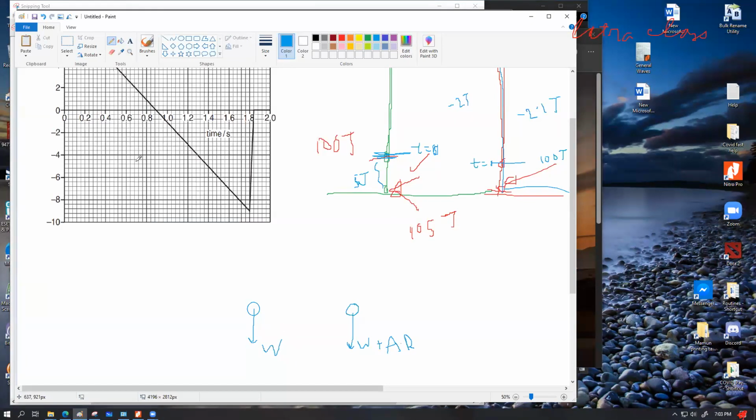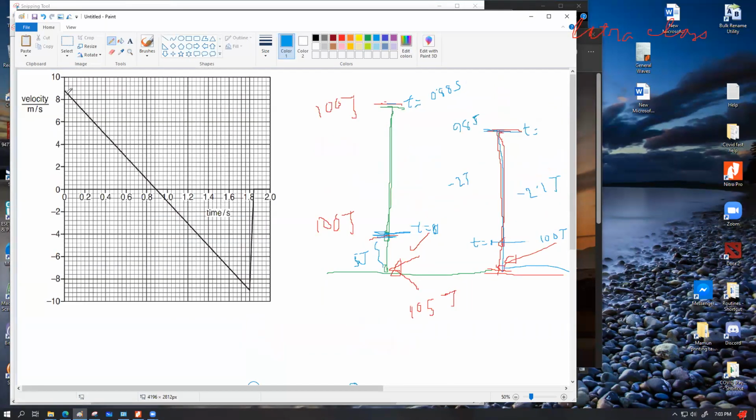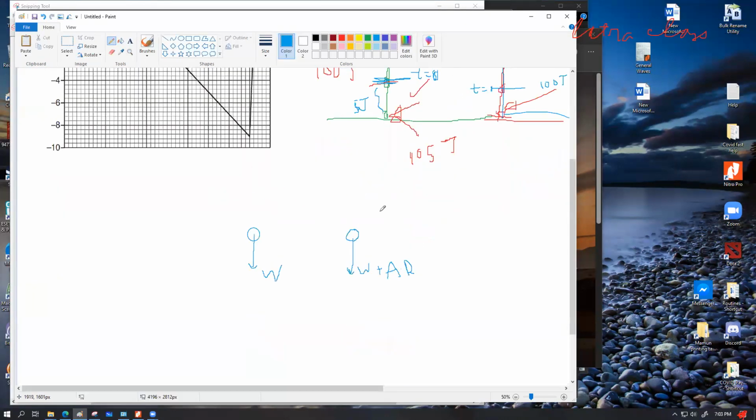So the deceleration value for this object is going to be bigger, right? Because you have a bigger force. Here the force may be only the weight. Here the total downward force is weight and also air resistance.